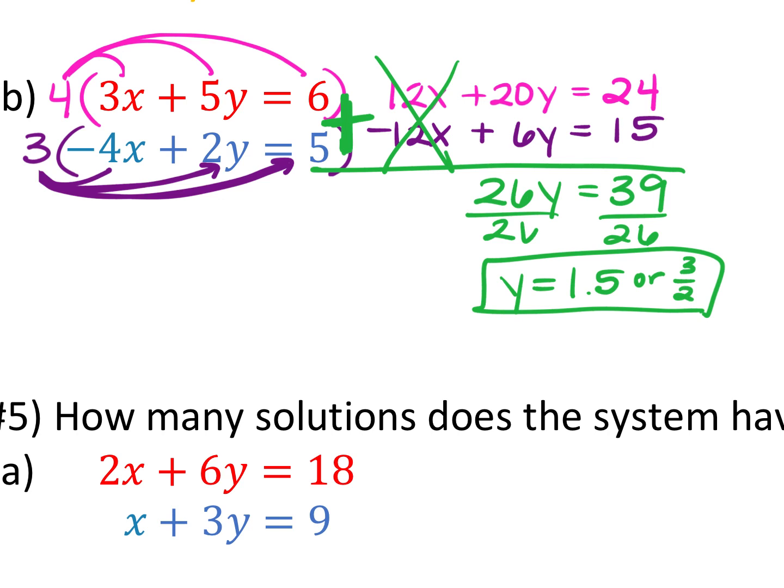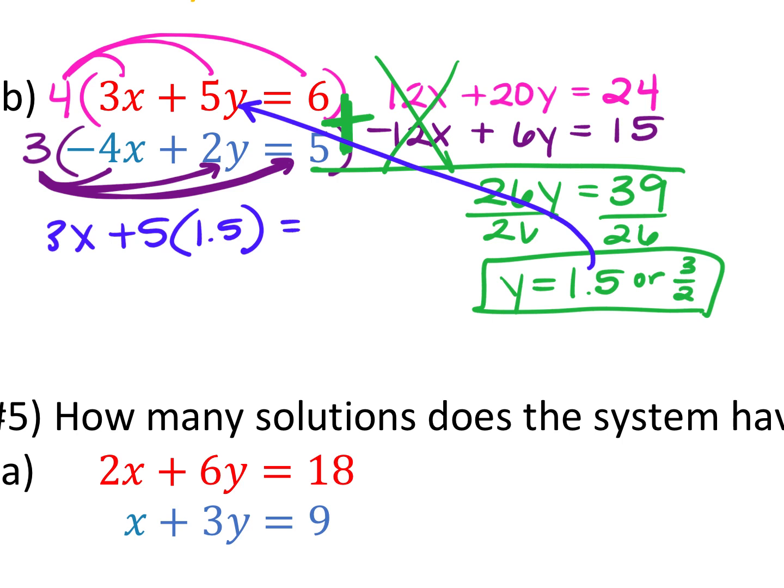Which one do you like best? The 3x plus 5y. Okay, so we're going to take this and plug it in here. 3x plus 5 times what we know y to equal, 1.5, equals 6. What's 5 times 1.5? 7.5. So 3x plus 7.5 equals 6. Divide by, what am I doing? Don't divide by 3. That would be silly. Subtract 7.5.